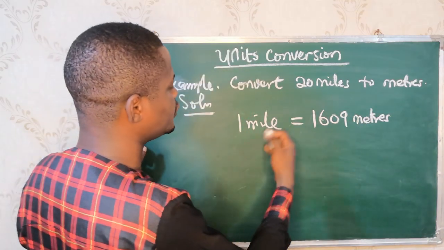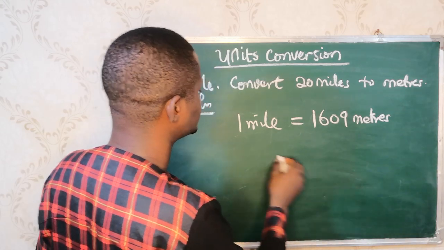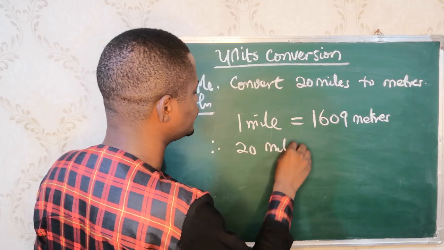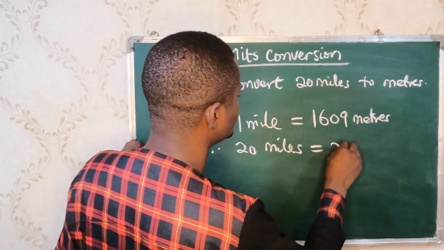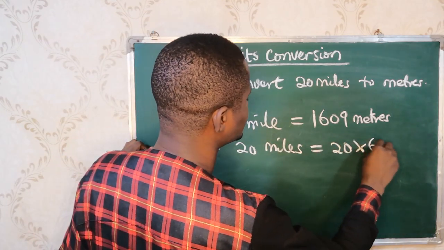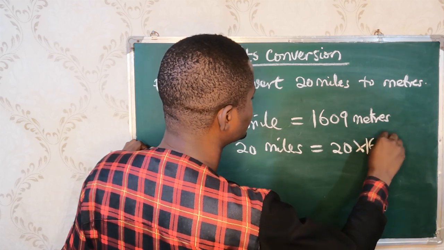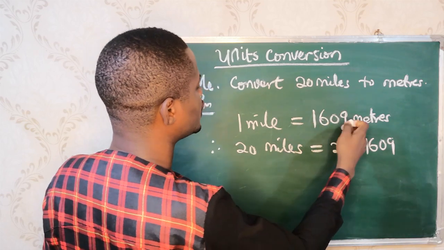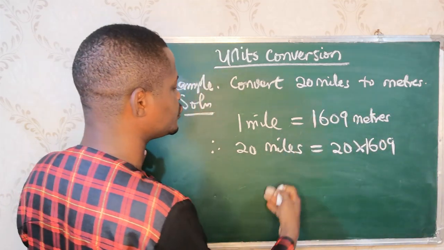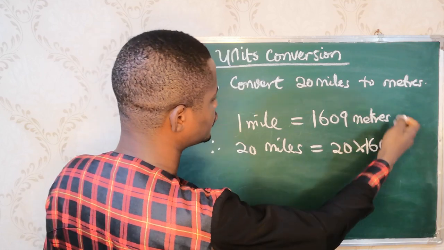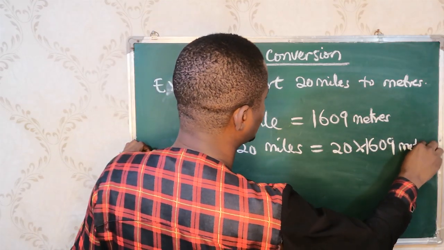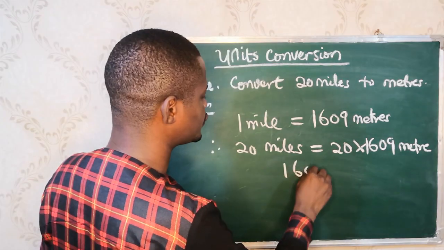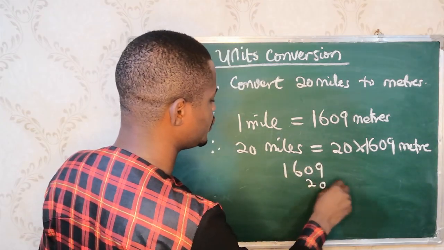So if 1 mile is equal to 1,609 meters, then 20 miles is equal to 20 times 1,609 meters. And what would that give you? Multiply this by 20, you have 1,609 multiplied by 20.